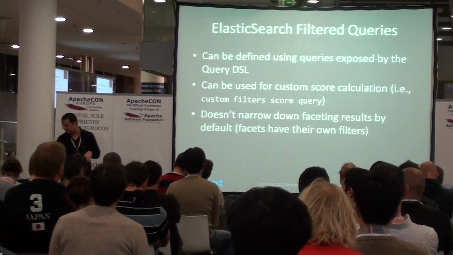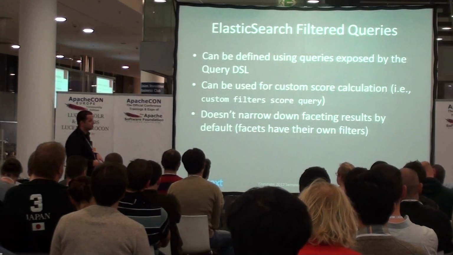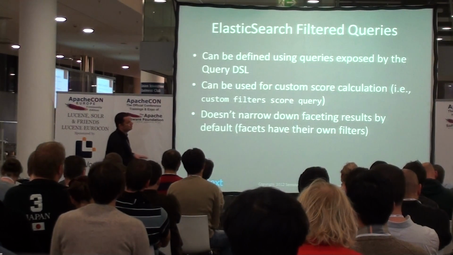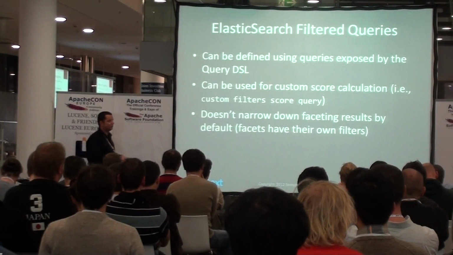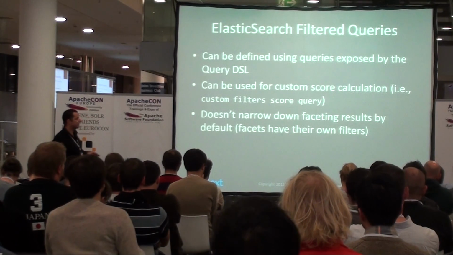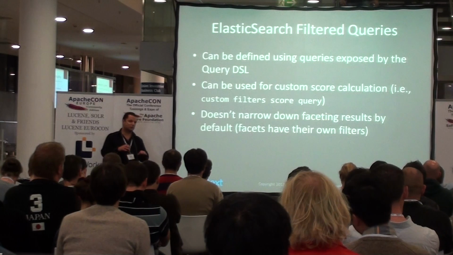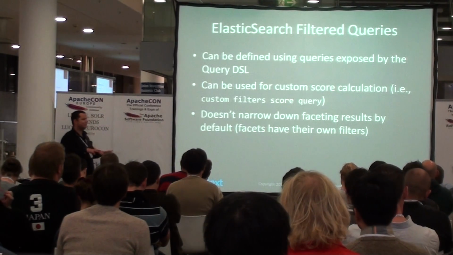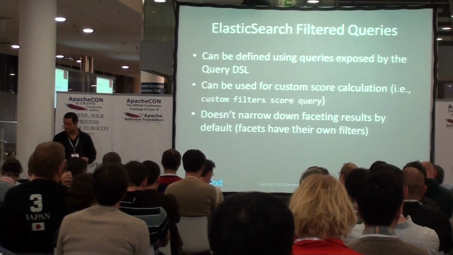In Elasticsearch, filter queries can be specified using the standard query DSL. They can be used for manipulating scores, and by default they don't narrow down faceting results. You have to use filters specific to faceting in order to limit your facets.